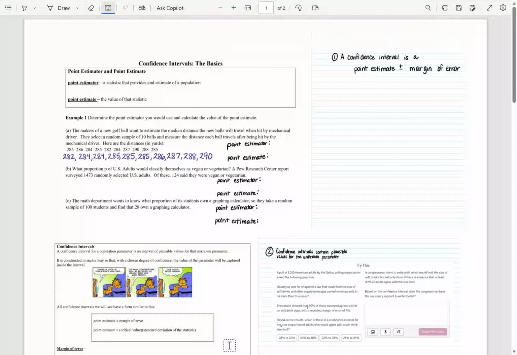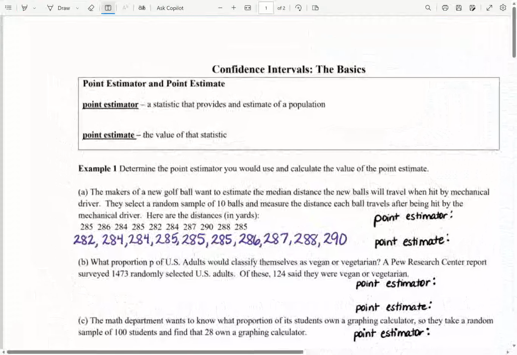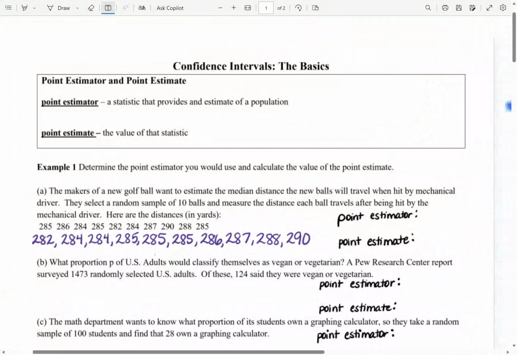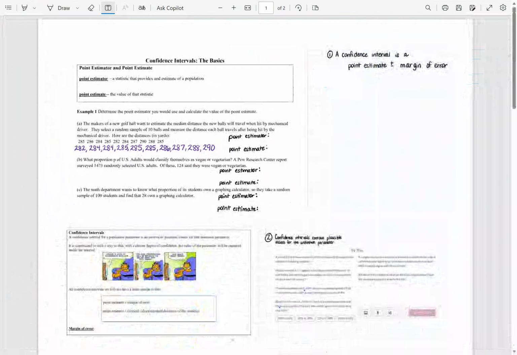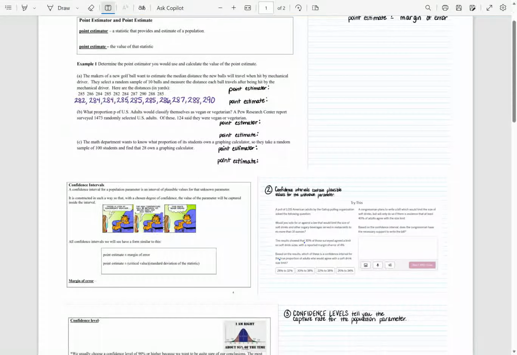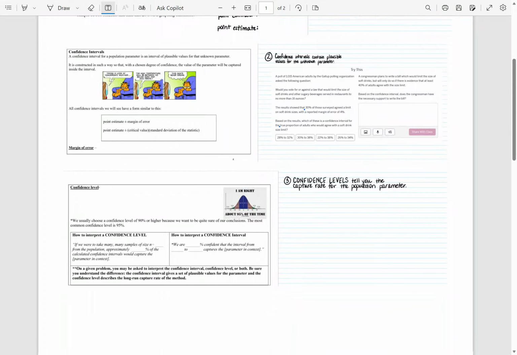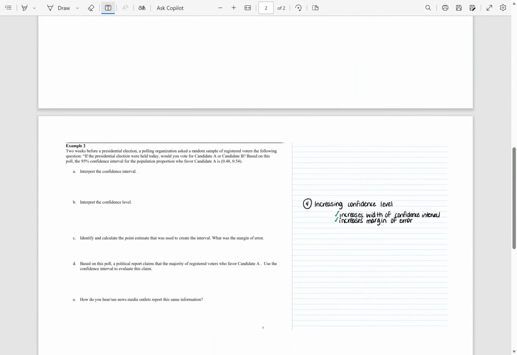Hello everyone. Today we're going to be looking at confidence intervals, the basics. So hopefully you're watching this after you completed an activity about working with a couple of confidence intervals. There are 4 main things that you want to know about confidence intervals, and we'll talk about those 4 big ideas as we go through this.